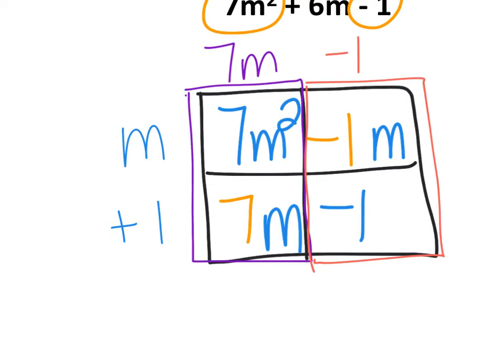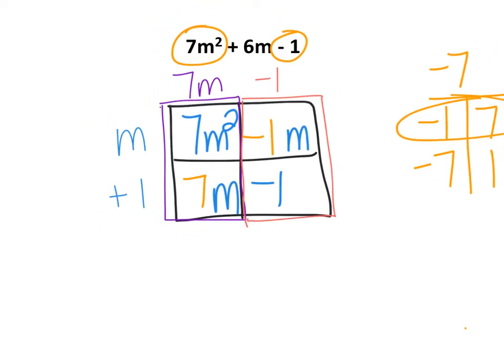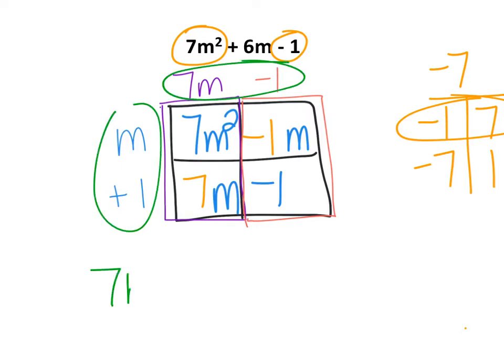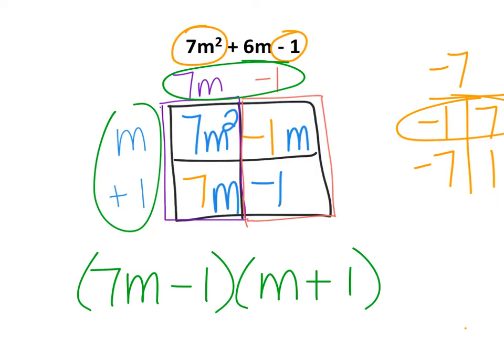When in doubt, if it doesn't look like they have anything in common, they most likely just have a positive 1. Now that I have the things that are on the outside of my box, those are my factors: 7m minus 1 times m plus 1. If I were to distribute and FOIL, then I should end up with the original question that we had at the very top.